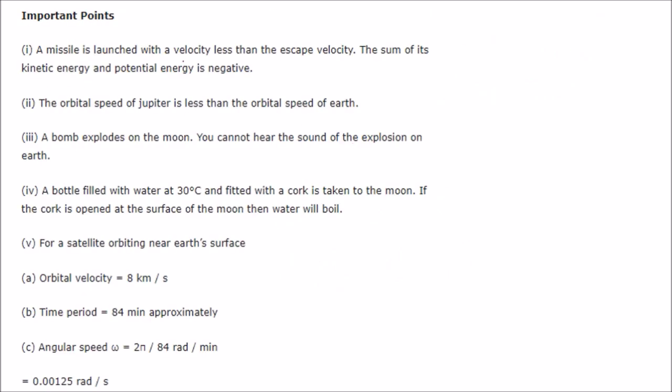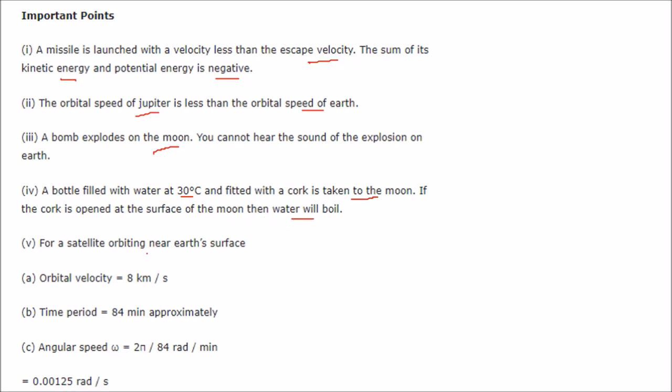Some important points: if a missile is launched with velocity less than the escape velocity, the sum of its kinetic energy and potential energy is negative. The orbital speed of Jupiter is less than the orbital speed of Earth. If a bomb explodes on the moon, you cannot hear the sound of the explosion on Earth. You will not be able to hear it. A bottle filled with water at 30 degrees centigrade and fitted with a cork is taken to the moon. If you open this cork at the surface of the moon, then the water is going to boil.